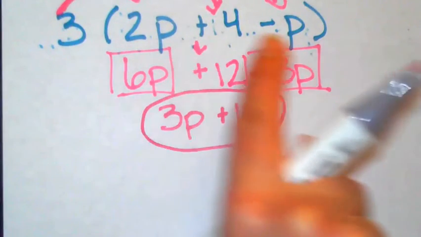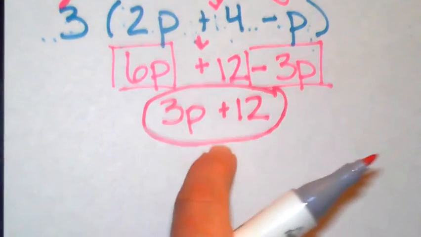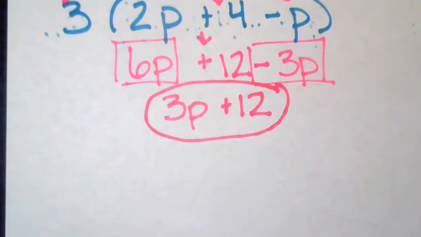Look at how long this was. By using the distributive property, we could get it down to here, right? It makes it a lot shorter. By using the distributive property, it makes it easier to combine like terms and make a more concise expression or equation. All right, thank you very much, guys.